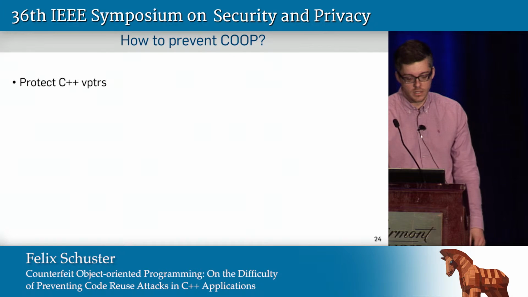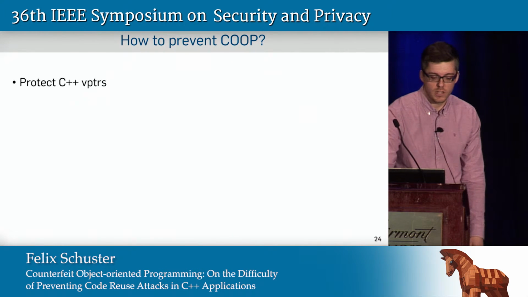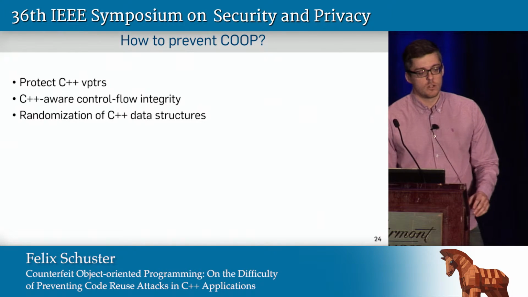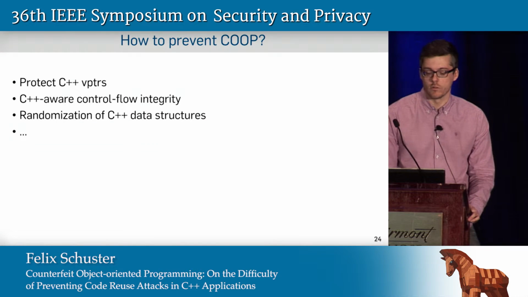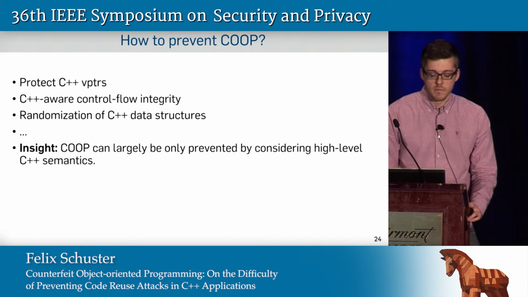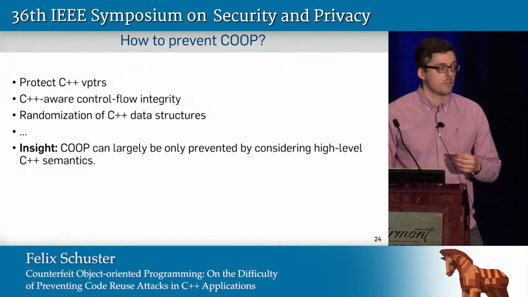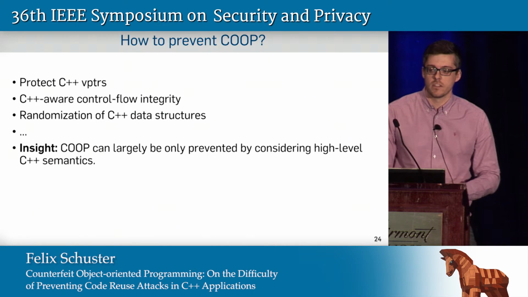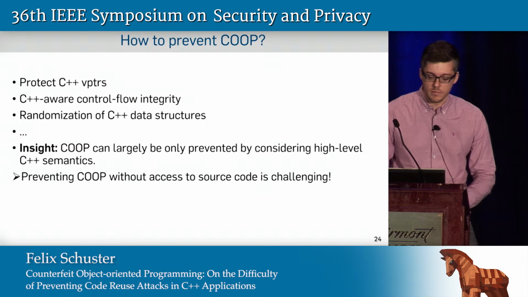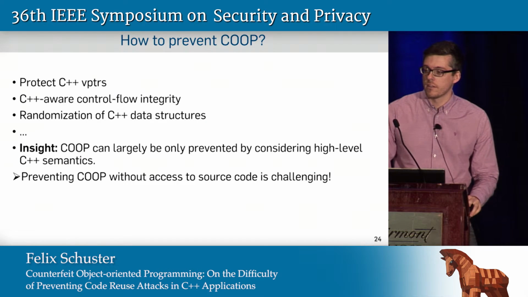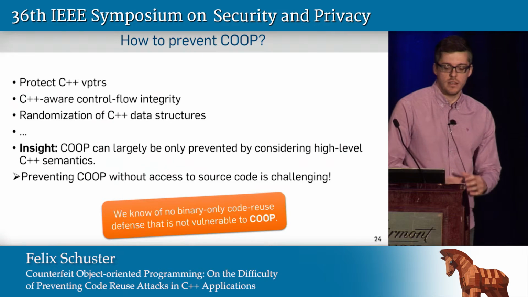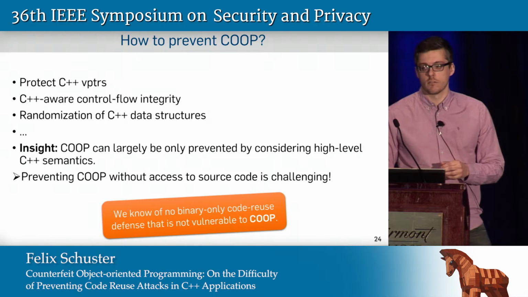How to prevent COOP? Well, you can protect C++ VPTRs, you can apply C++-aware control flow integrity, or you can randomize C++ structures, and there's probably more you can do. The insight is that we think that in order to design a strong defense against COOP, you need to have access to source code because you need to consider high-level C++ semantics. As such, preventing COOP without access to source code is challenging. This is what we claim. In fact, we don't know of any effective binary-only defense against COOP.